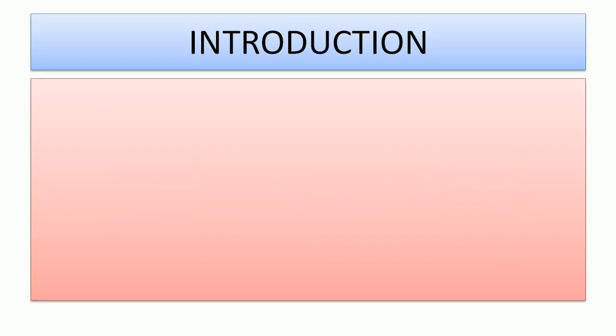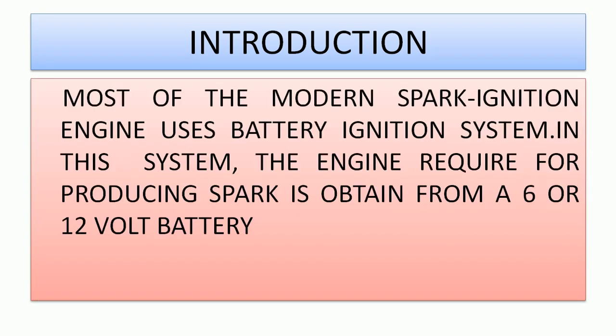Most of the modern spark plug ignition engines use the battery ignition system. In this system, the energy required for producing a spark is obtained from a 6 or 12 volt battery.